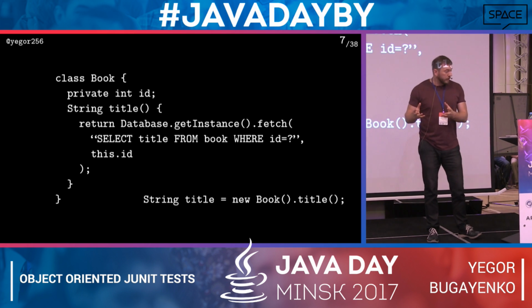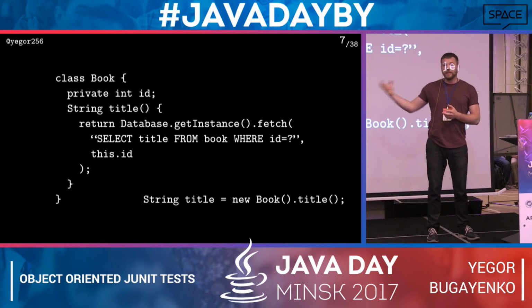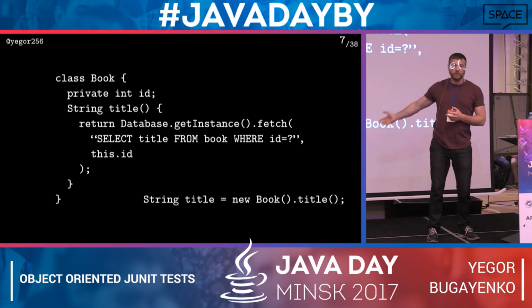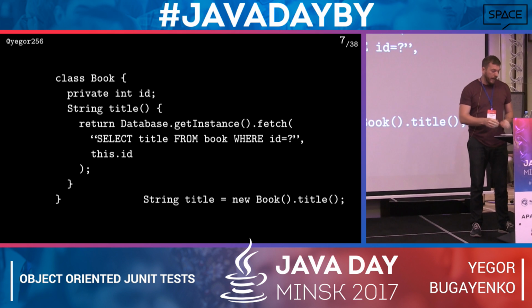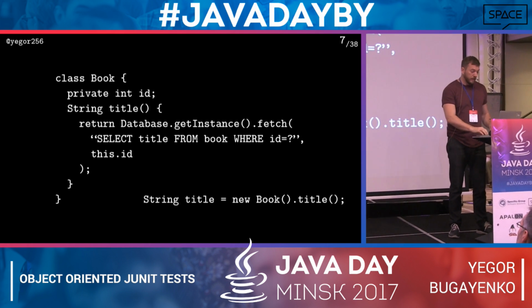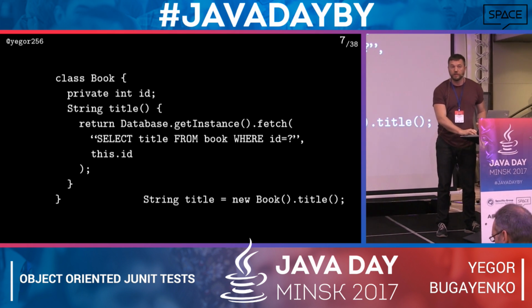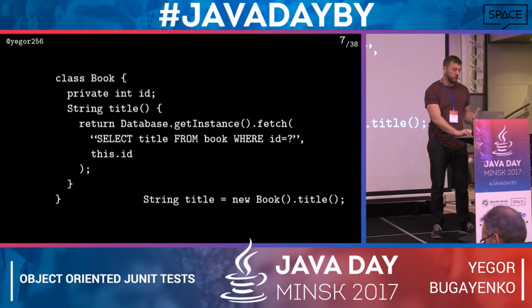So in order to use that class, we create an instance of the book, and then we call book.title, and then we have a title. So actually this is a dependency. The database is a dependency for the book.